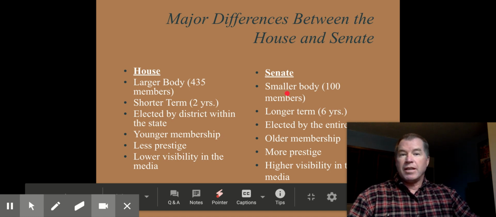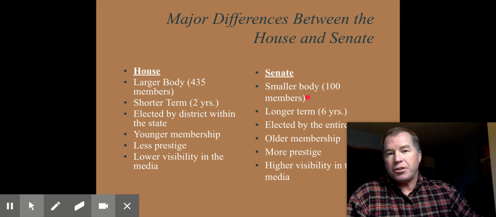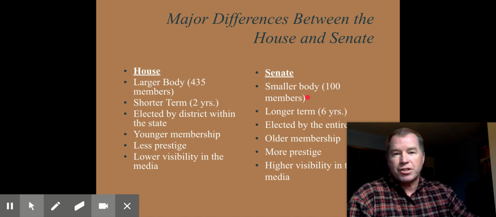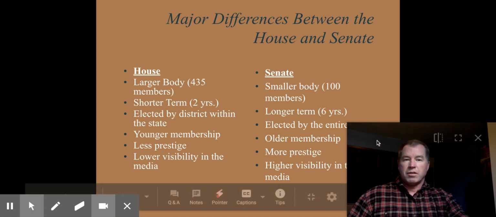The Senate is much smaller. It's got 100 members. And as you should remember, every state gets 2 senators. So this was where it's equal representation in the Senate. Every state gets 2, so there's 50 states. You got 100 members in the Senate. They serve longer terms. They serve 6-year terms.